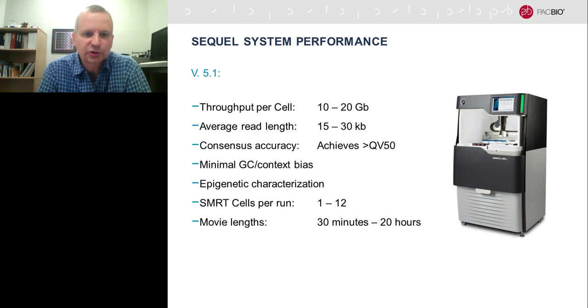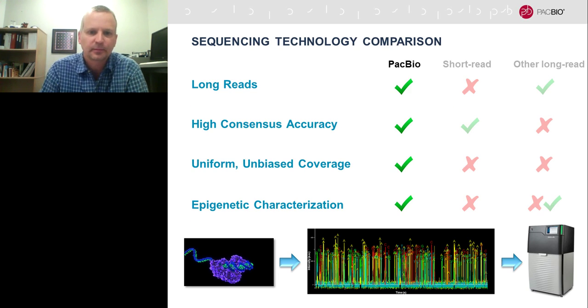With PacBio, it is possible to directly infer epigenetic modifications like methylation and so forth. I mentioned that there's a flexible run design. You can run one SMRT cell or up to 12, and the acquisitions are flexible as well, depending on the application, between 30 minutes minimum and up to now 20 hours.